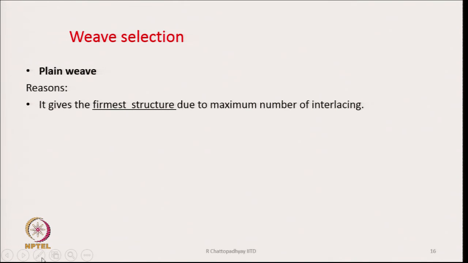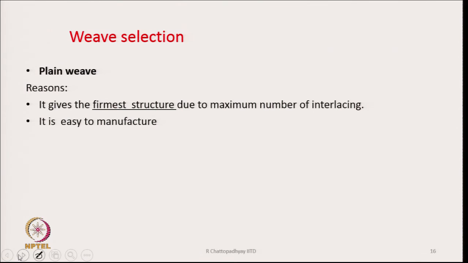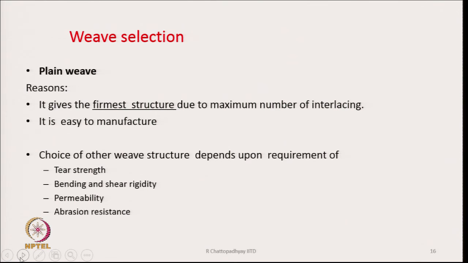The other important point that may come is selection of the weave. As I said, we are going to choose the plain weave because it gives you the firmest structure due to the maximum number of interlacements. So, for such applications this kind of structure is suitable, and plain weave is easy to manufacture also. Choice of other types of weave, which you may be familiar with, will depend upon what sort of tear strength we need, or bending and shear rigidity, or permeability values, or abrasion resistance.